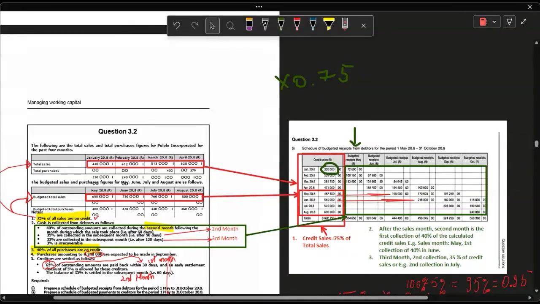So in May, the sales took place in May. We skip June, we go to July. The second month after the month of May. That's pure English, right? After the month of May, skip the first month, you go to the second month. So May, you skip June, you go to July. In July, you must collect 40% of the credit sale. How much is the credit sale?